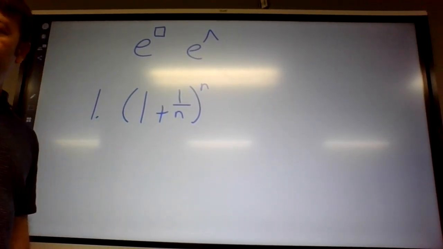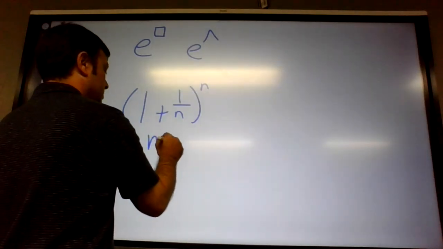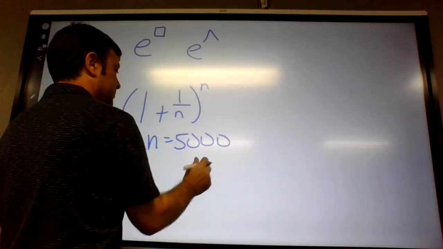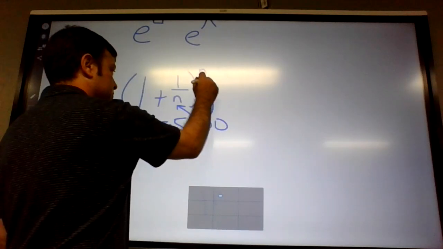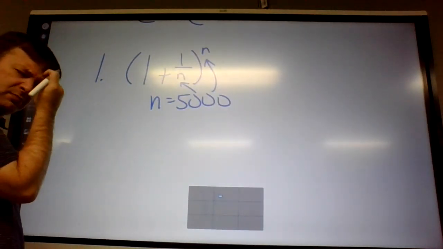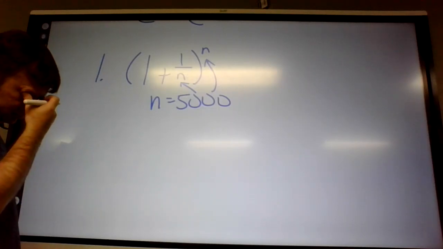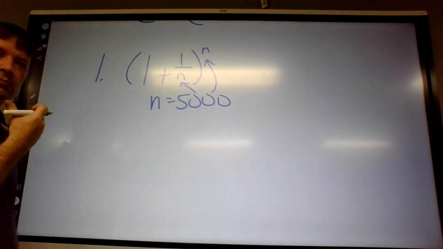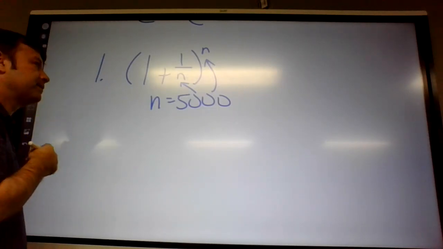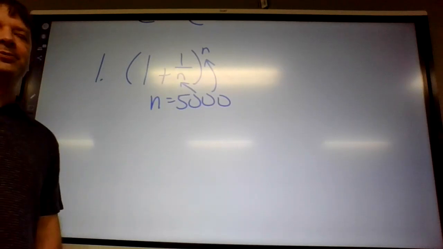Okay, did you guys read number 1? It says when n is 5,000. Let's skip it. Plug it in. You just write down what you do. Yeah, it starts off simple. They're trying to make a point with this, but yeah, you just plug it in.